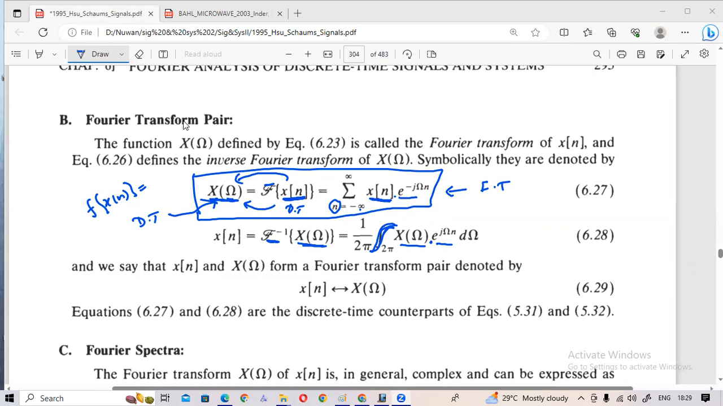Did you understand this one? This concept. Okay. So this xn is a discrete time signal. Once we convert it into the frequency domain, this frequency domain signal is no longer a discrete time signal. It is a continuous time signal.